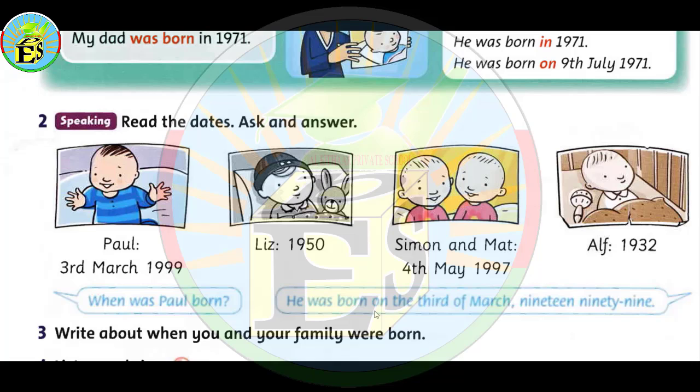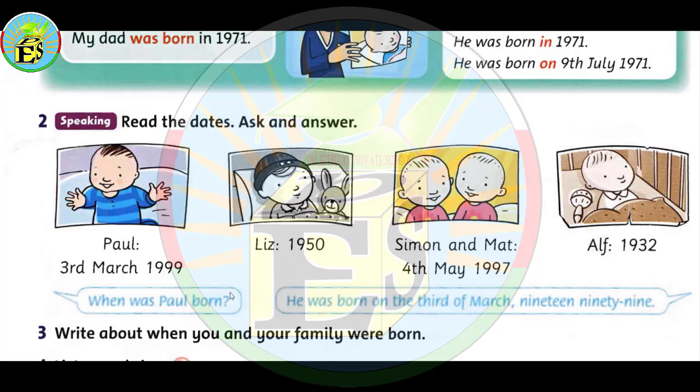Why on? Because we have the whole complete date with the day, with the month, with the year. It's not only the year as in the next picture. So he was born on the 3rd of March, comma, 1999. The 3rd. This is the way we write 3rd. It's right here. And the way we pronounce it is 3rd. So RD, it's like an abbreviation.